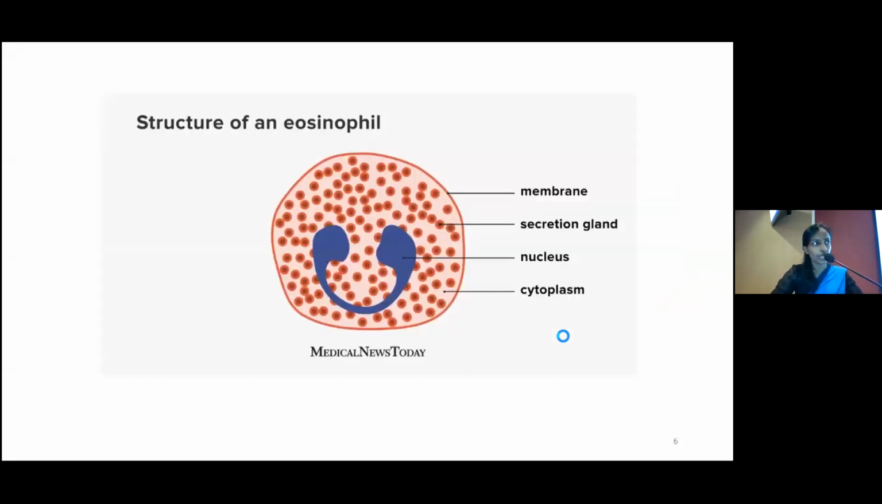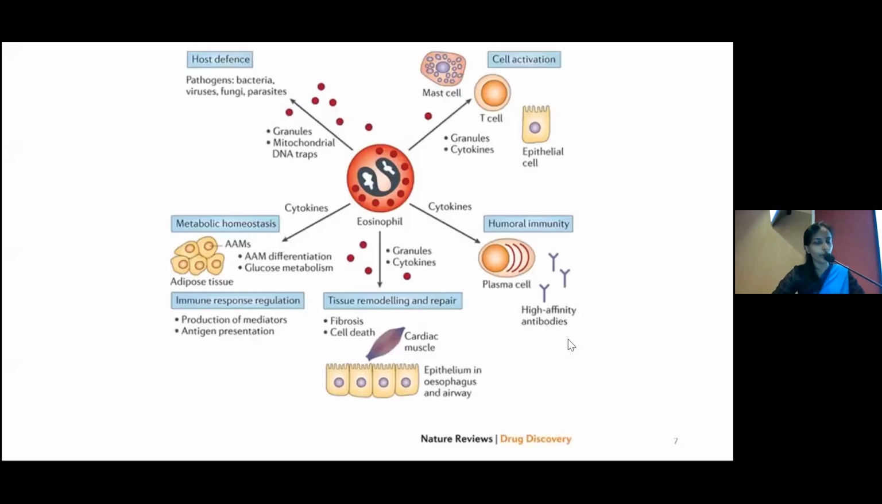I hope you can appreciate the typical appearance of an eosinophil in this picture. So there's a nucleus, a cytoplasm, secretory granules surrounded by a membrane. With regard to functions of eosinophils in the human body, they're helpful in maintaining host defense mechanisms, maintaining metabolic homeostasis, immune response regulation, tissue remodeling and repair. And they are also useful in maintaining humoral immunity and in cell activation.